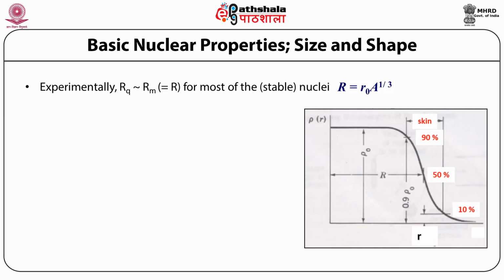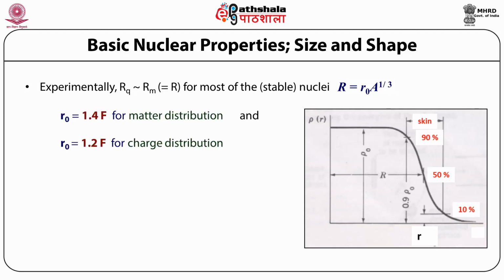So when we try to find a relation between the radius of the nucleus and the nucleon number, we come across this relation, R is equal to R0 A to the power 1/3, where R0 is equal to 1.4 fermi for matter distribution and R0 is equal to 1.2 fermi for charge distribution for most of the nuclei, and rho 0 is the density at the center of the nucleus.